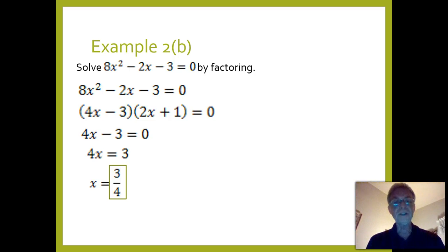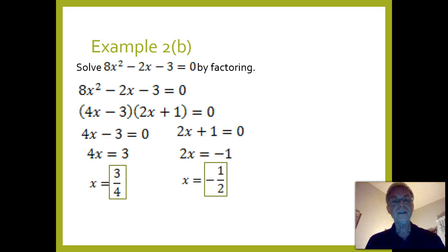Okay, the other solution is going to come from 2x plus 1 equals 0. Subtract the 1 from both sides, gives us 2x equals negative 1. So x is going to equal negative 1/2. So the solution set for this particular quadratic is negative 1/2, 3/4.